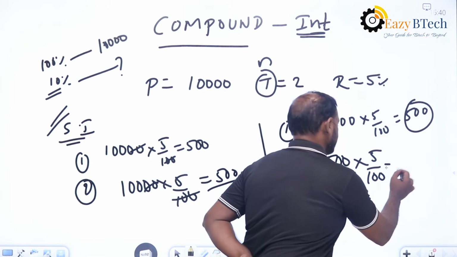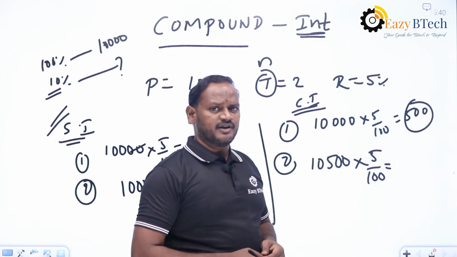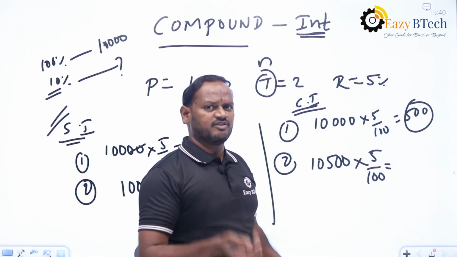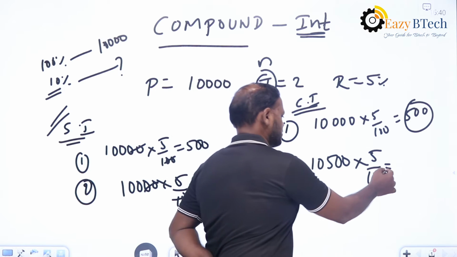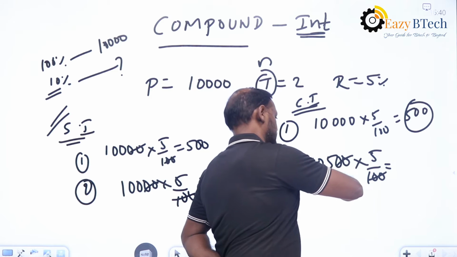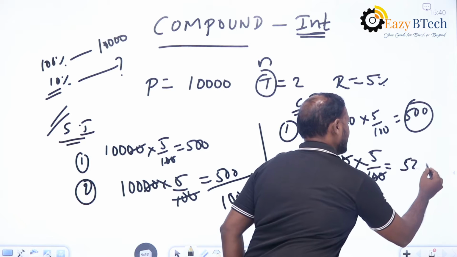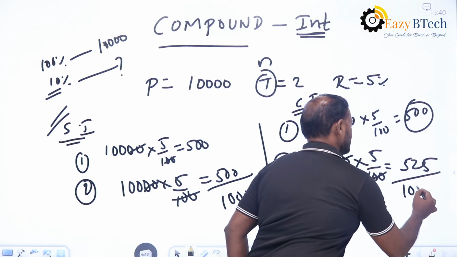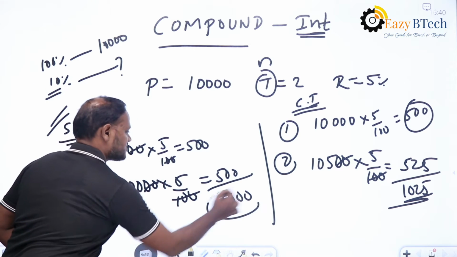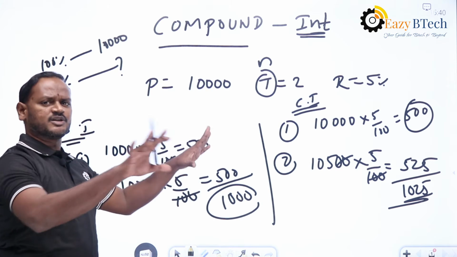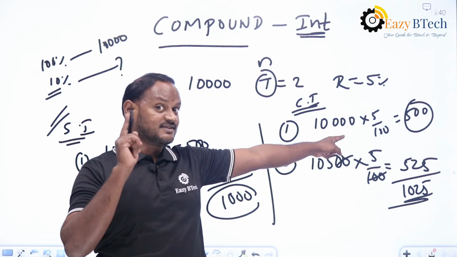Let's calculate 5% on it. 10,000, 5% is 500. 5% of 500 will be 25 rupees. 5% of 10,500: zeros get cancelled, so 105. 500 plus 25 is 525 rupees. So the total will be 1,025 rupees for 2 years. If I go for simple interest, it is only 1,000 rupees: 500, no change in principal, no change in interest. But if I go for compound interest, there will be a simple logic behind it.